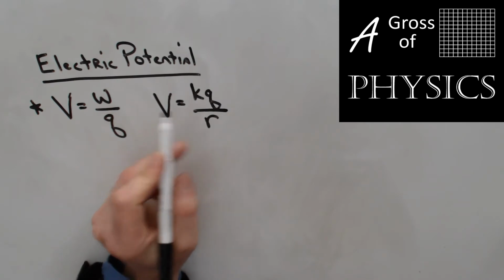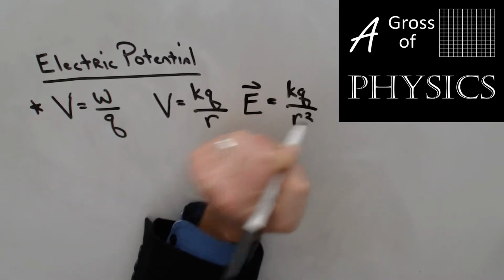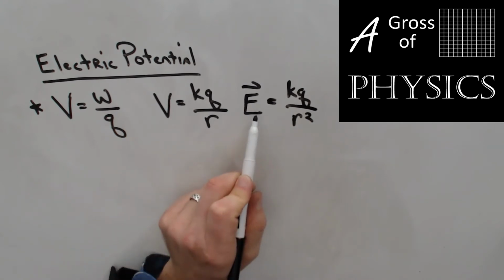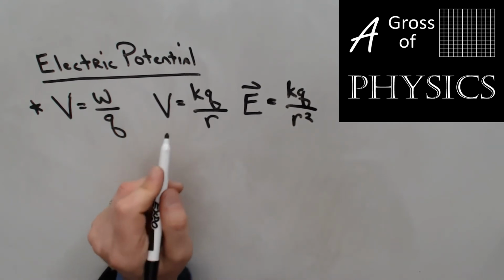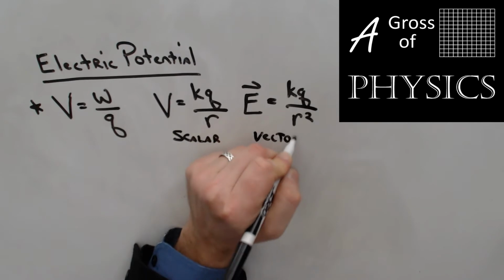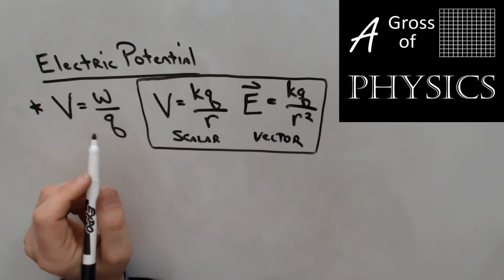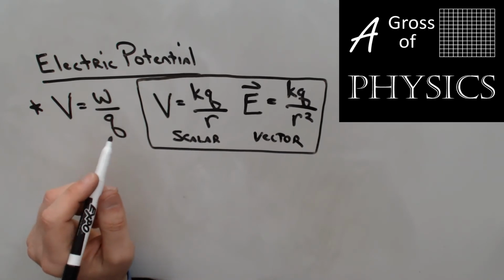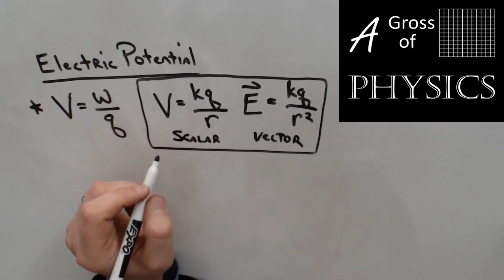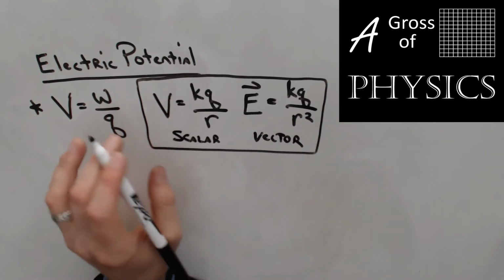Now this looks very similar to the electric field equation, which is KQ over R squared. So first of all, there's only one R, not the squared. And second of all, you'll notice I put the vector symbol on the E, but the V, the electric potential, is just a scalar. So we have a scalar versus a vector. And armed with these two equations, we'll find that some really complex problems can be solved quite easily. What I'm going to do is the same problem: I'll find the electric field, and then I'll find the electric potential at the center of a square with 4 charges on the outside of the square.